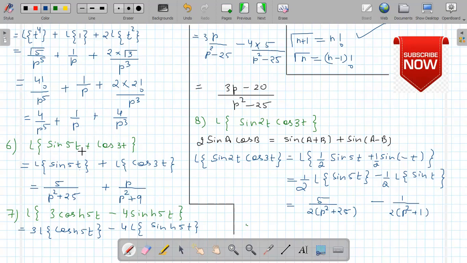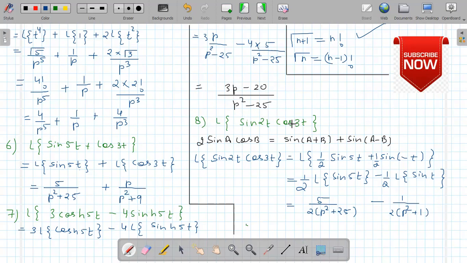Next one is Laplace transform of sine 5t plus cos 3t. We can use direct formulas here: 5 upon p square plus 25 and p upon p square plus 9. These are the combination of two hyperbolic functions. One is cos hyperbolic 5t, another one is sine hyperbolic 5t. And again, we use the standard formulas here. Solving this, we'll have 3p minus 20 over p square minus 25.